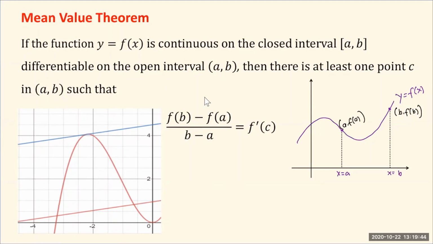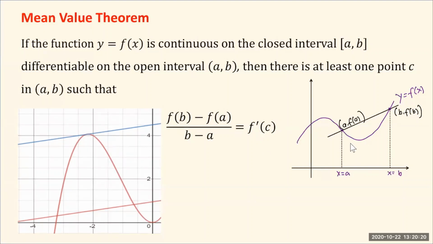And if you look at this carefully, it is f of b minus f of a over b minus a. That's like y2 minus y1 over x2 minus x1. So this is the same as the slope of the line connecting these 2 points. If we draw a straight line there, then it will be the slope of that line. So the left-hand side of the equation is the slope of this line, the slope of the secant line. The slope of the secant line is equal to f prime of c. f prime is the derivative, which is the slope of the tangent line.